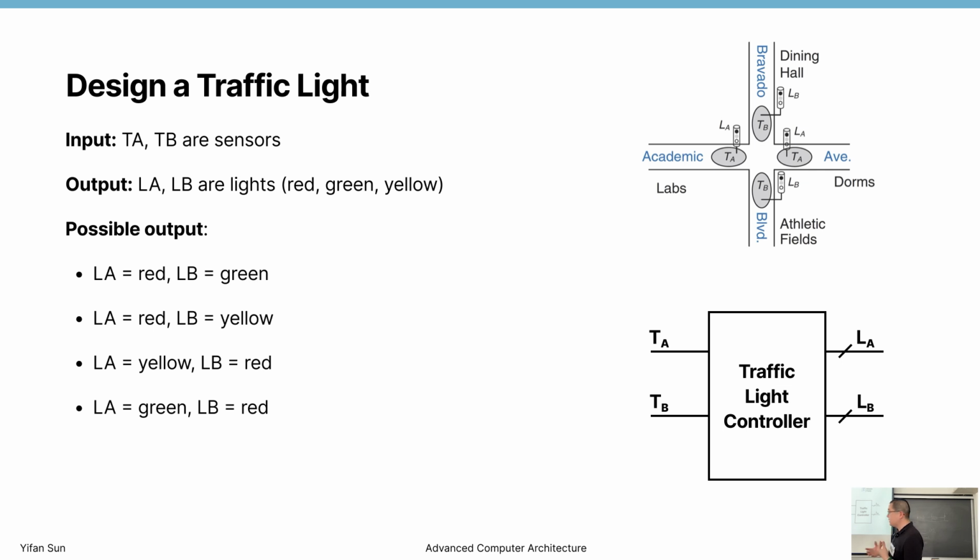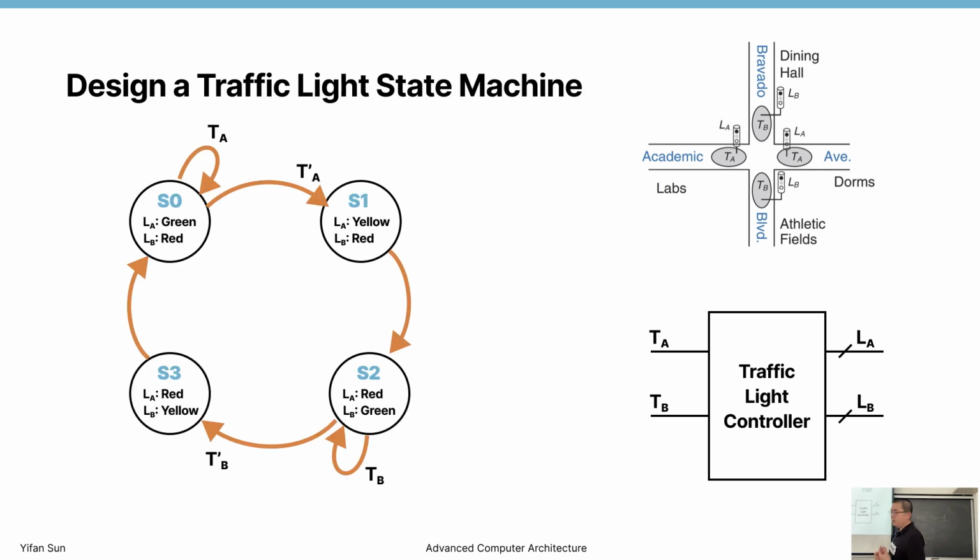To determine the state, sometimes this is a little bit complex, but for this case, it's rather simple. Later on, we'll see many examples about how we design these states and how we can make useful circuits. But here, let's start with S0. In S0, state 0, LA is green, LB is red. Okay, this is our default state.